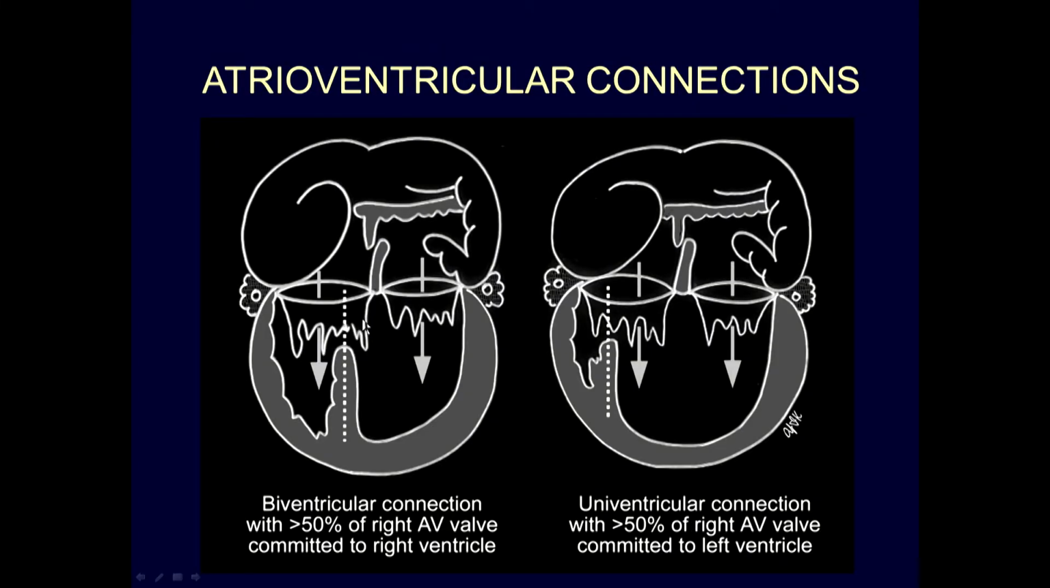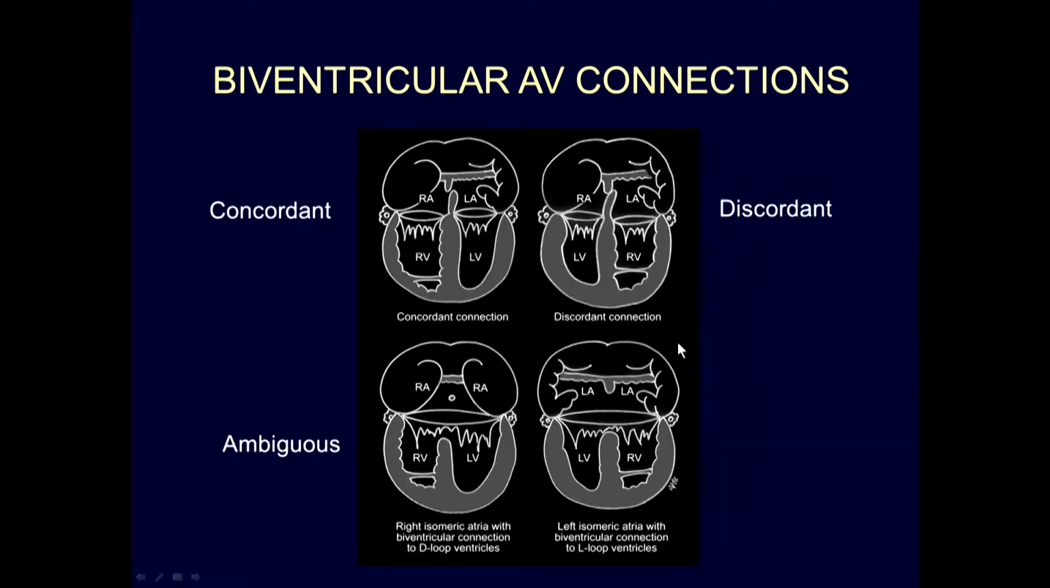And when the AV valve is straddled or overridden, we can apply the 50% rule. In this case, more than 50% of the right AV valve is committed to the right ventricle, so this is a biventricular AV connection. But in this case, the right AV valve is committed to the morphological left ventricle, and two AV valves are committed to the one chamber. This is the case of univentricular AV connection.